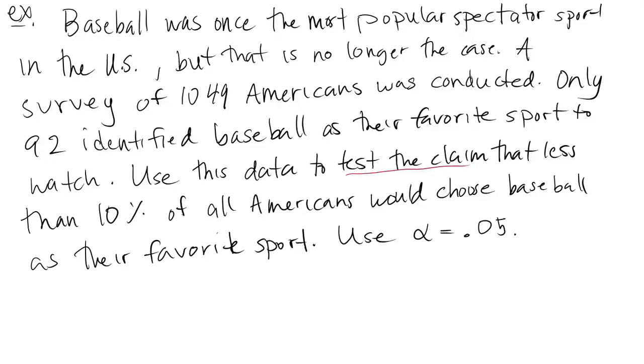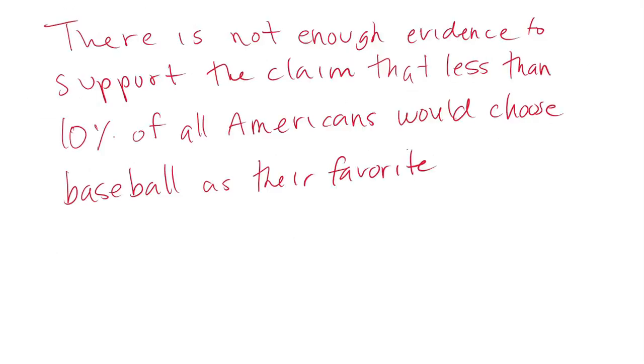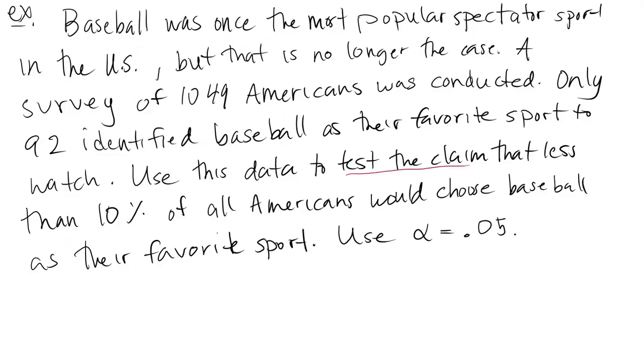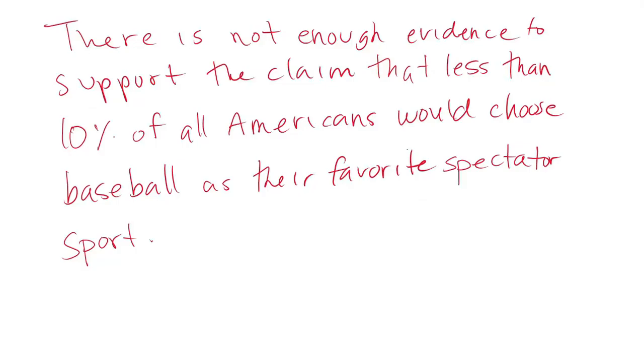What was the claim? That less than 10% of all Americans would choose baseball as their favorite sport. I suppose to make this clear, we should make sure to say that this is their favorite spectator sport, not their favorite sport to play. I know that's not how it's worded in the problem, so if you had just copied it, you would get full credit. I can't fault you for that if you just copy the wording in the problem. But if I were writing this for a general audience, I would want to make sure to be clear. And so I would throw in this part about being a spectator sport as opposed to a sport that they participate in.